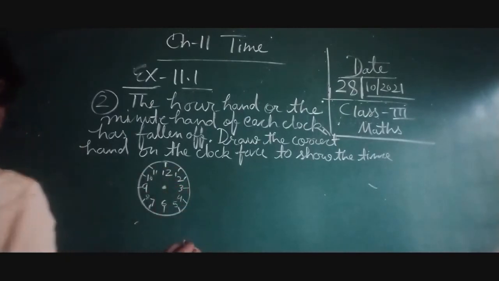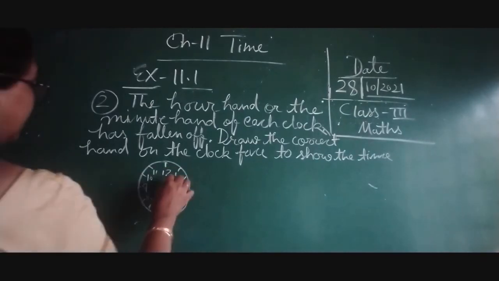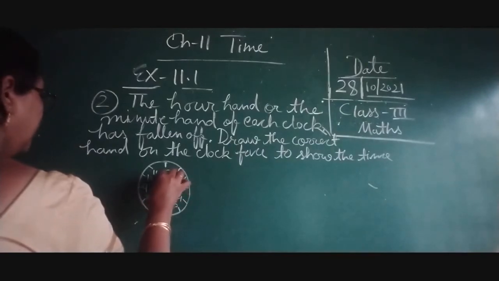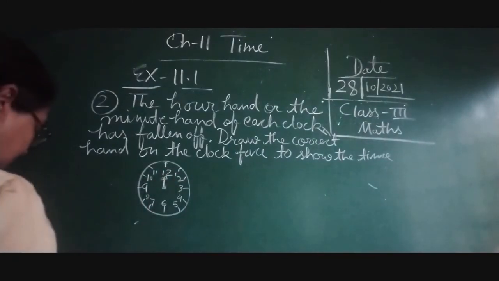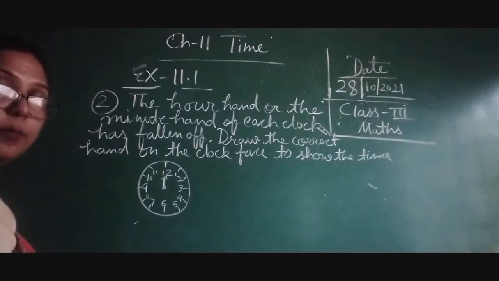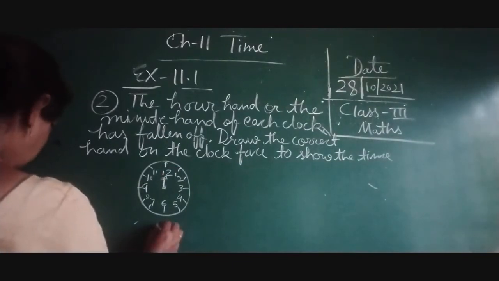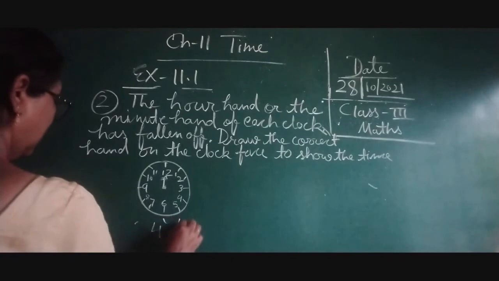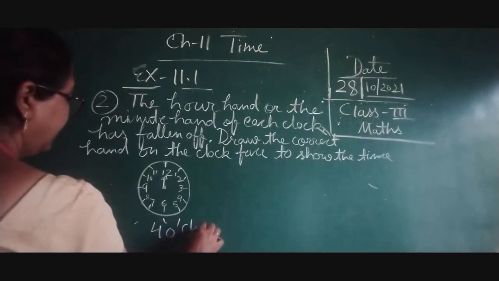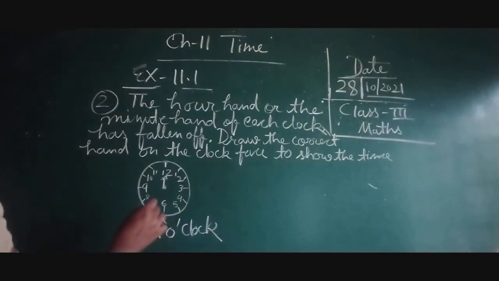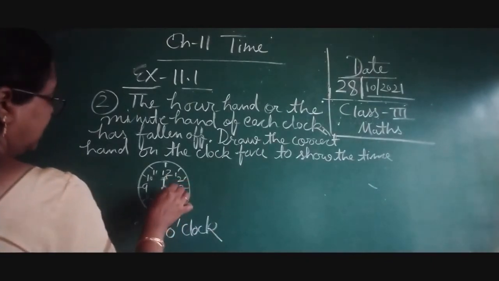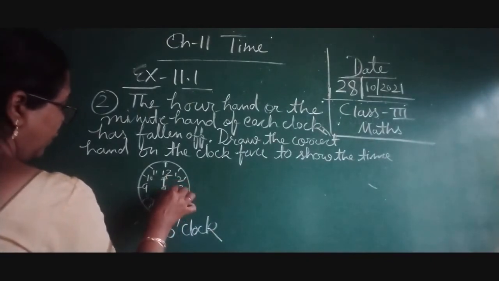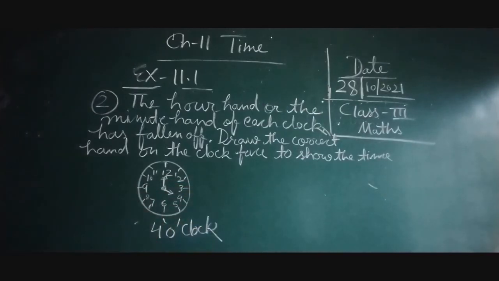Now children, here you can see the bigger hand is at 12 and the shorter hand has fallen off. And it is written over here 4 o'clock. So what will we do, children? We will put the shorter hand at 4. So it will become 4 o'clock.